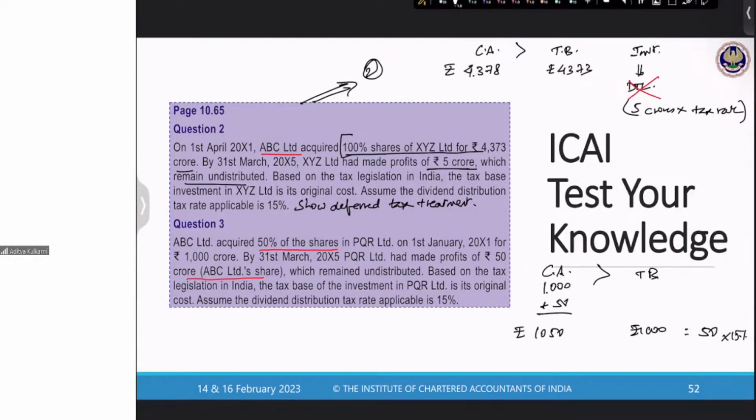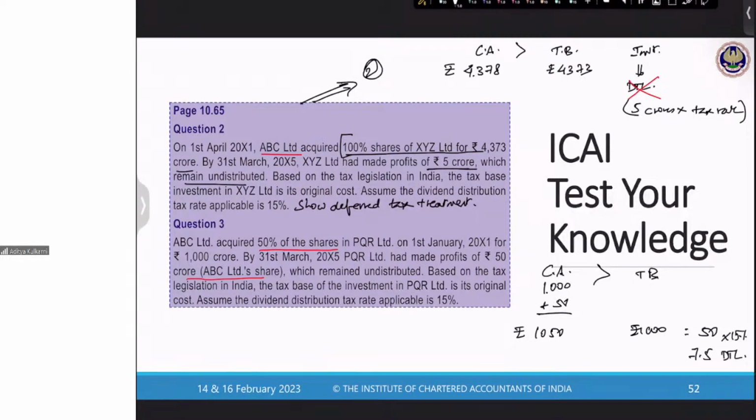So 50 into 15% comes to 7.5, if I'm not wrong. 7.5. Ideally, a DTL should be recognized.